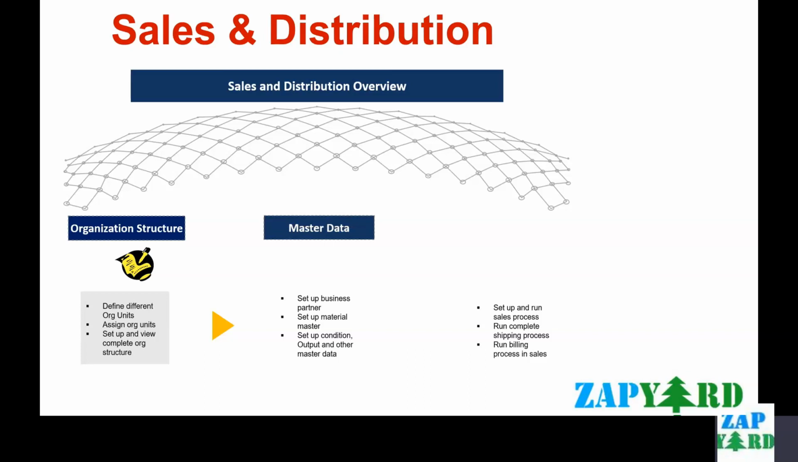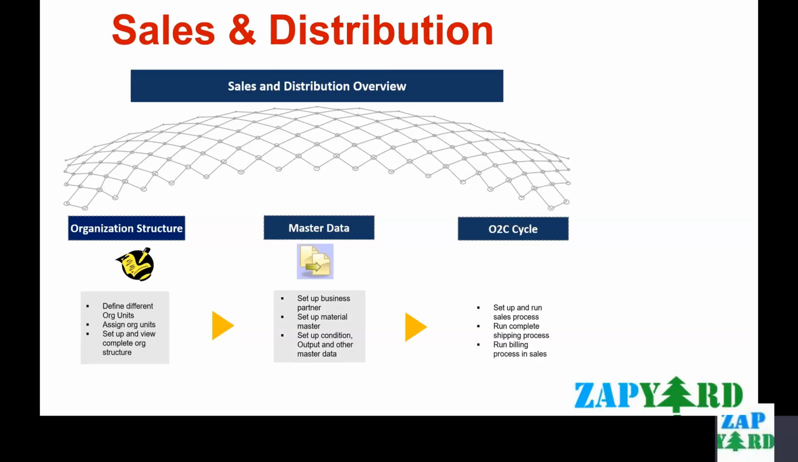Then once this org structure is set up, as a next step, we need to set up the master data required for executing the cycle. So master data is the fixed set of data which is used repetitively to process any kind of transaction in sales process, like the customer master data, material master data, price master data, etc.